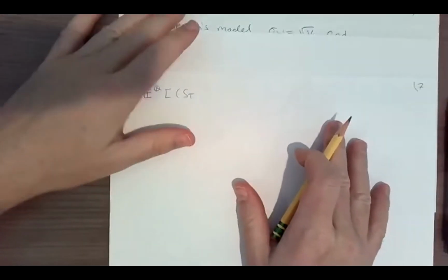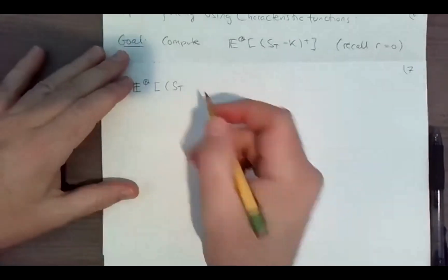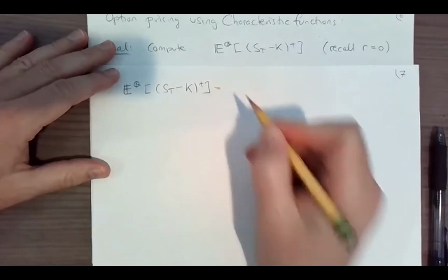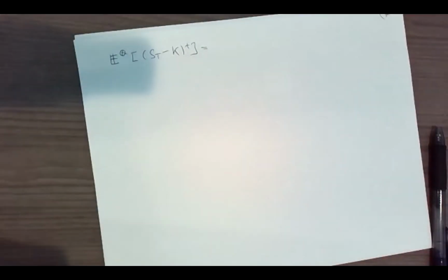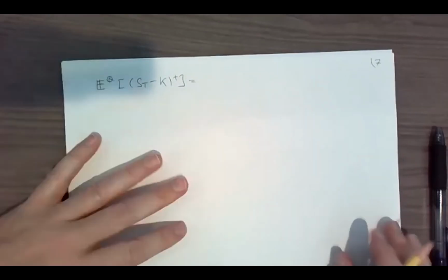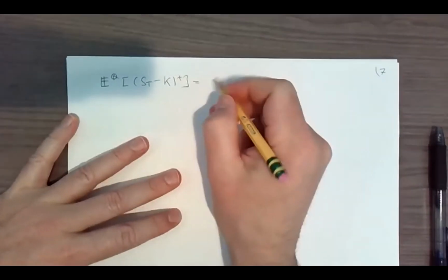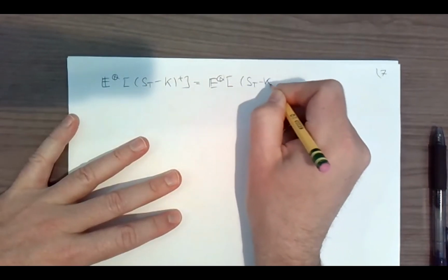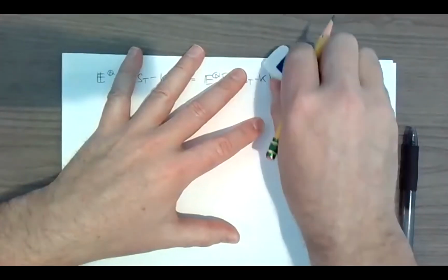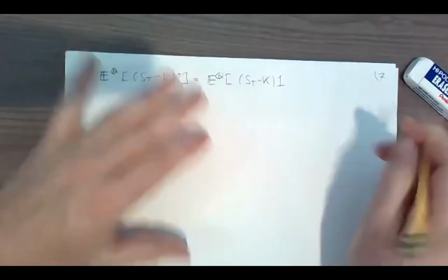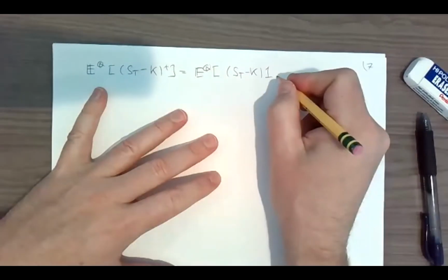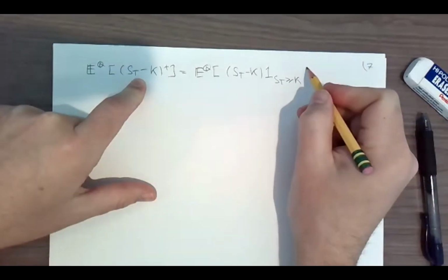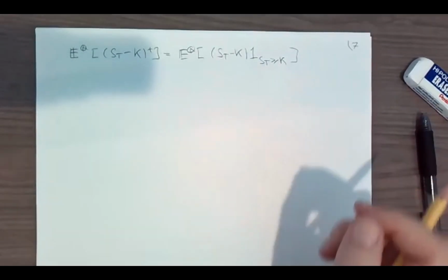So that's the first order of business. We will write this expectation, the one we're trying to compute, and break it up in two things. The plus operator, I can replace by an indicator. So I have (S_T - K) positive part, and I can eliminate the plus by putting in an indicator for when we are in the money. This is a call, so this is when S_T is big.